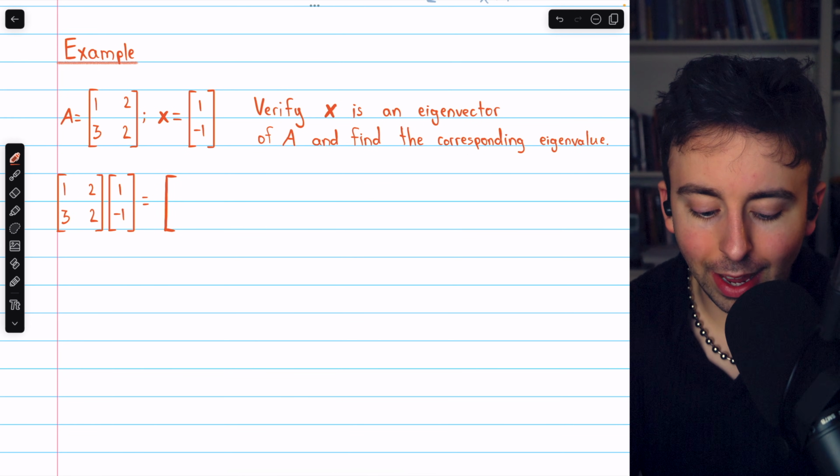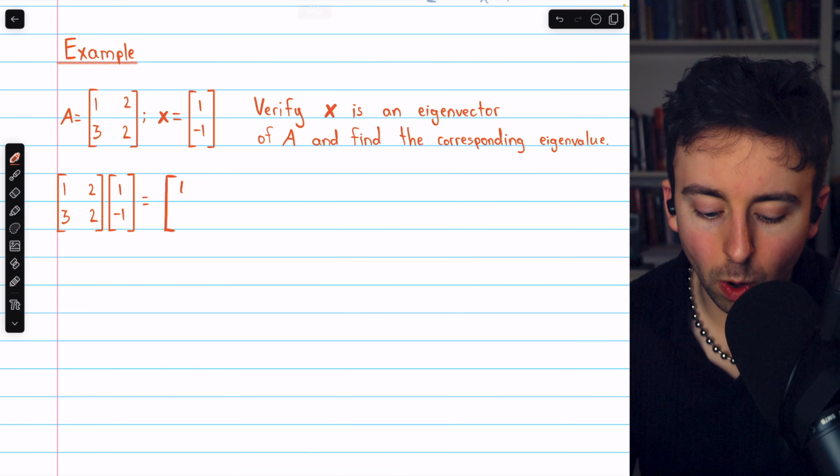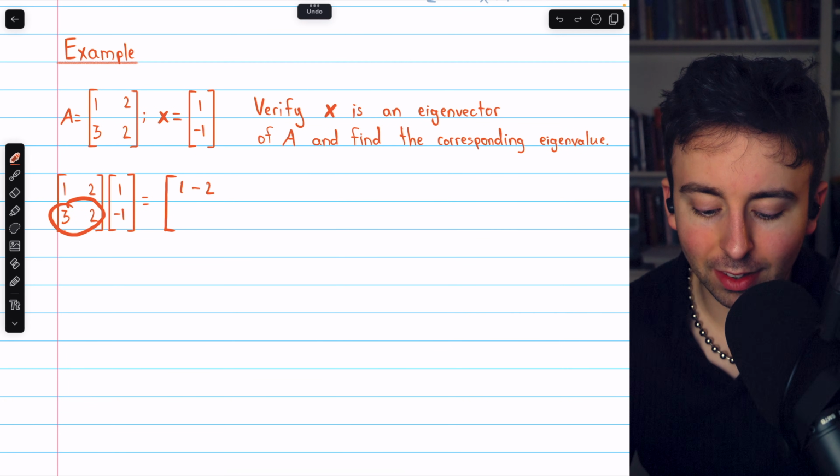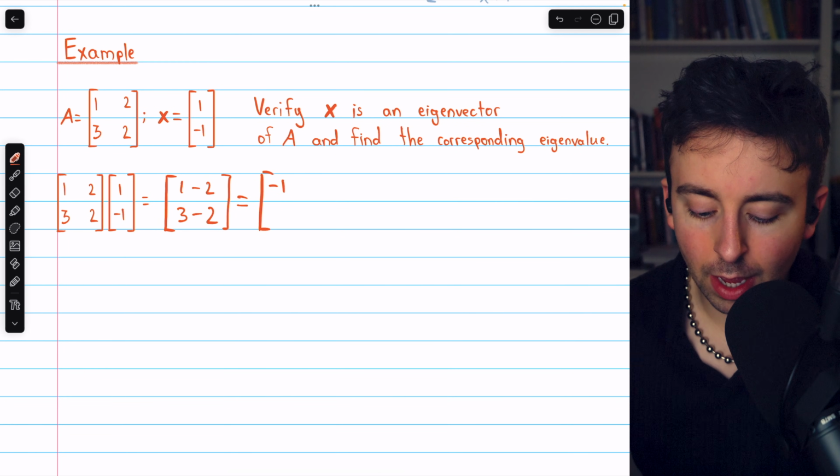Doing the matrix multiplication, we'll have this row matched up with this column, which is going to give us 1 minus 2. And then this row matched up with this column, that's going to give us 3 minus 2. So the resulting column vector is 1 minus 2, which is negative 1, and 3 minus 2, which is positive 1.